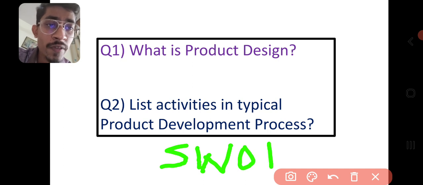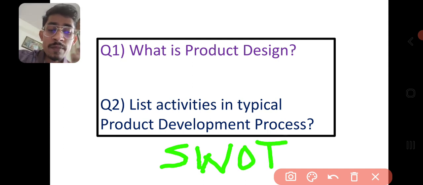SWOT analysis is very important. What is a SWOT analysis? S stands for strength of any organization. If your organization is strong, you can easily launch a successful product into the market. W is weakness. You need to understand the weaknesses of your policy, your product, and your organization. O stands for opportunity of that organization, and T is threats. So before launching the product, you go through this analysis, and that analysis is a SWOT analysis.